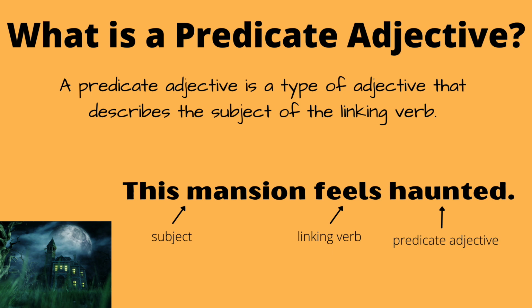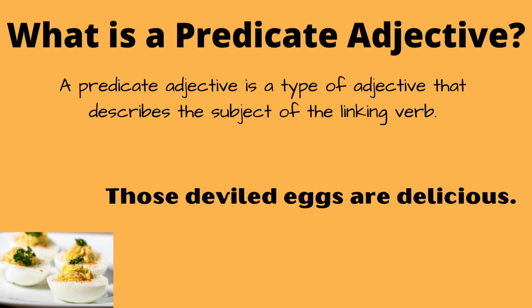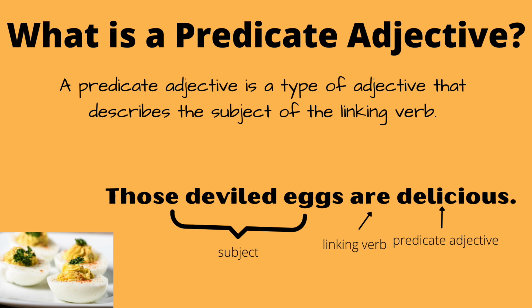All right, next we have, those deviled eggs are delicious. In this sentence, the subject is those deviled eggs. And our linking verb here is are. That linking verb is connecting our subject to the predicate adjective, which is delicious.